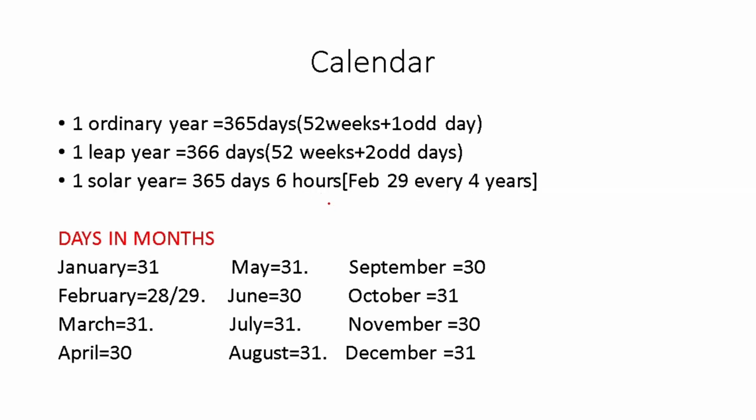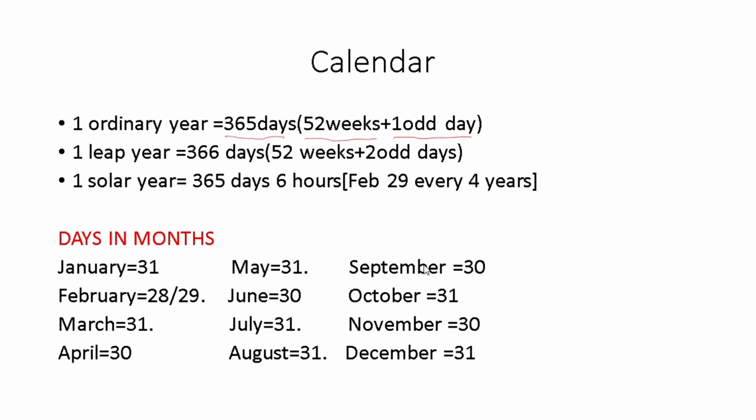Hi students, today we are going to discuss the calendar topic in quantitative aptitude. In a calendar, we will be having three types of years: ordinary year, leap year and solar year. An ordinary year consists of 365 days, which is 52 weeks and one odd day.